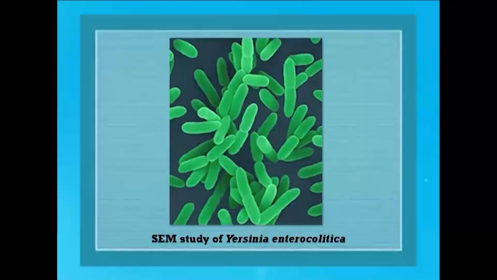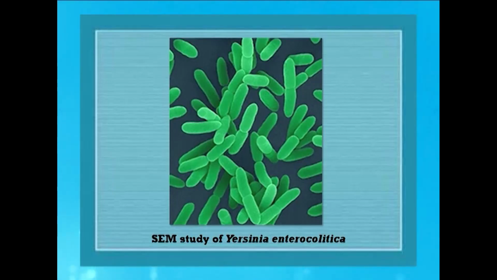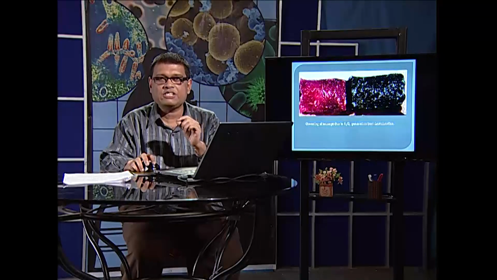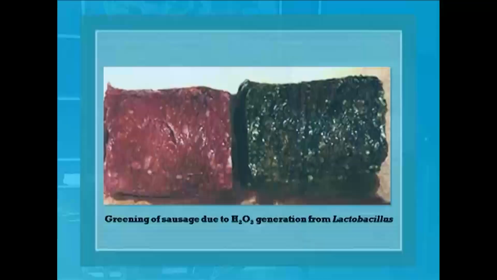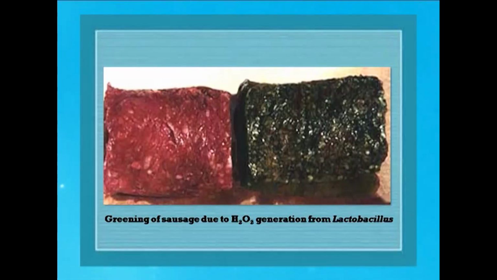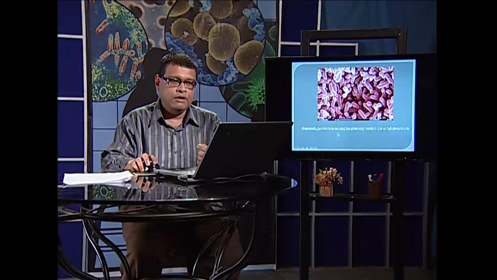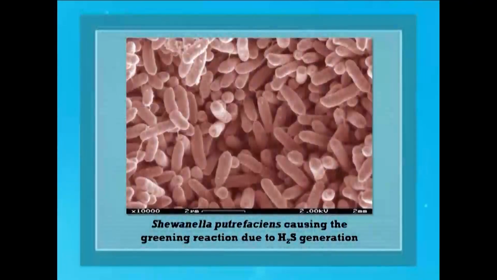There may be Yersinia enterocolitica, which can also tolerate high concentration of sulfide or even peroxide. So they can be present in stringent conditions in the food. A very common phenomenon is the greening of meat or greening of processed meat. And this may be by Lactobacillus because of the production of lactic acid, or maybe due to the production of hydrogen peroxide by Lactobacillus. Another possible way of greening is the growth of Shewanella putrefaciens, causing the putrefaction by hydrogen sulfide production, also causing greening of meat sample.